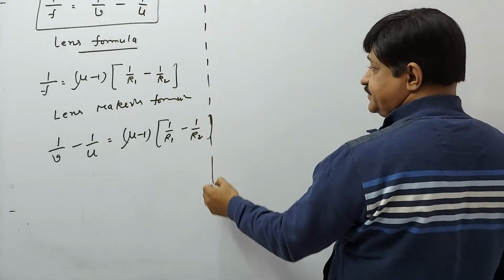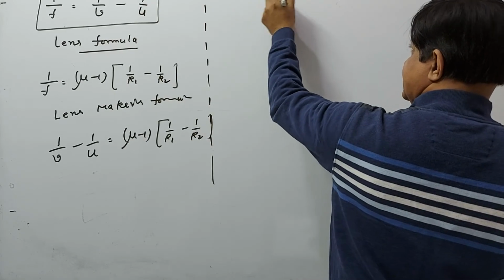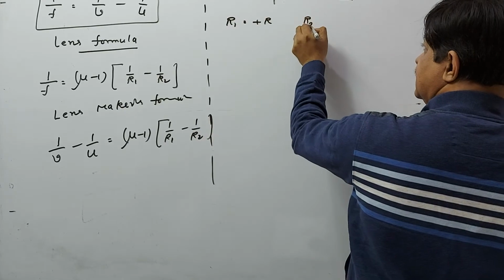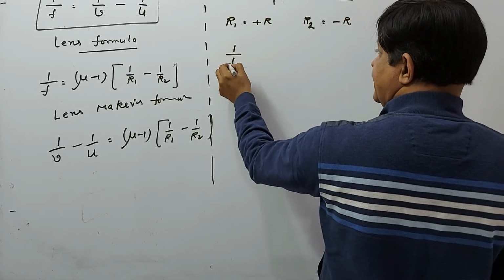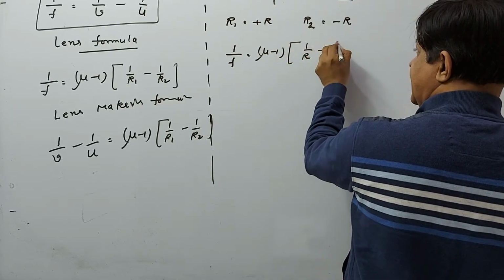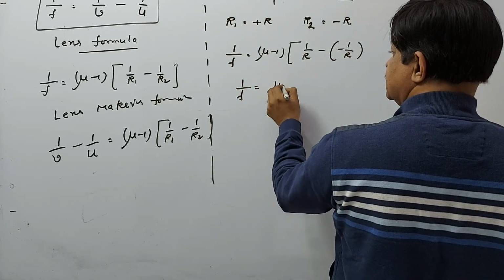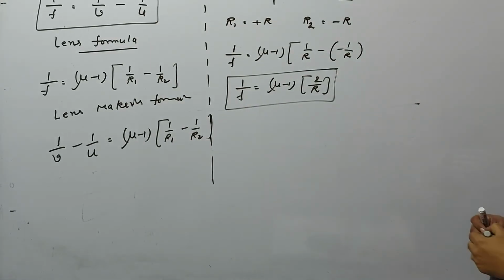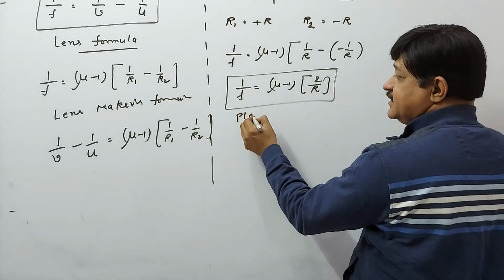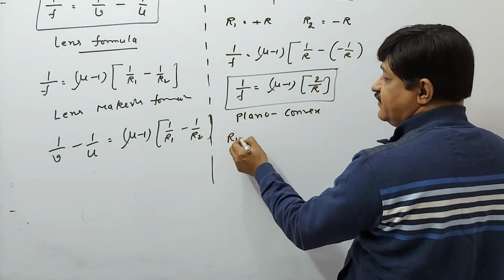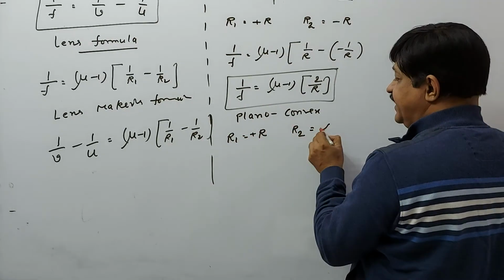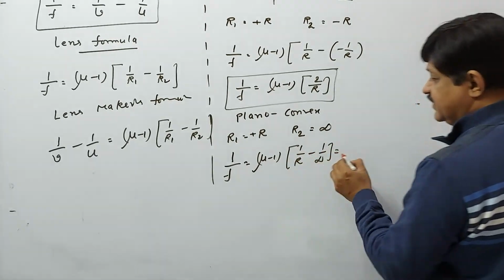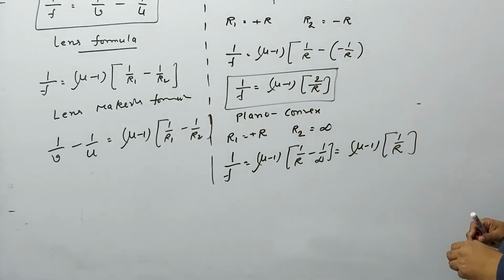This formula can further be modified. First, for equiconvex. Equiconvex में if R1 is positive R, R2 becomes negative R, and that's why the formula will reduce to mu minus 1 upon R minus 1 upon minus R. This becomes 2 upon R. And when I take plano-convex में अगर R1 आपके पास में प्लस R को शो कर रहा है तो R2 इंफिनिटी को शो करेगा, और फॉर्मूला will reduce like this: mu minus 1 upon R minus 1 upon infinity, so that will be mu minus 1 upon R only. So this is the difference.